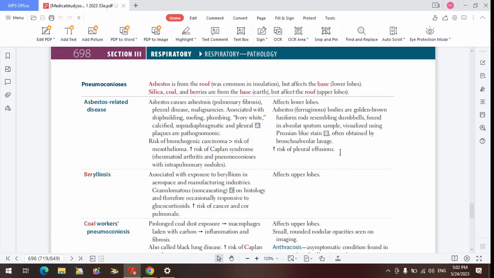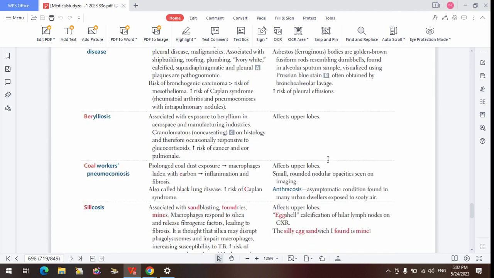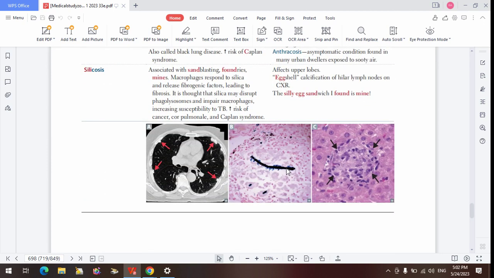So Prussian blue stain is what you use to visualize those ferruginous bodies, and they appear dumbbell-shaped, after you've obtained an alveolar sputum sample with your bronchoalveolar lavage. So don't forget that iron protein deposit within the asbestos. You visualize it with your Prussian blue stain.